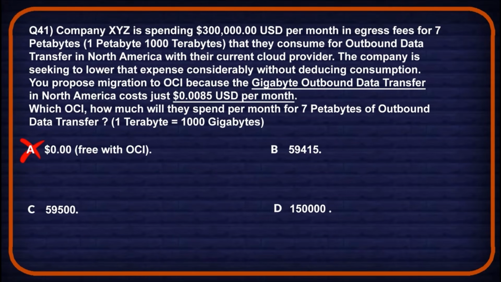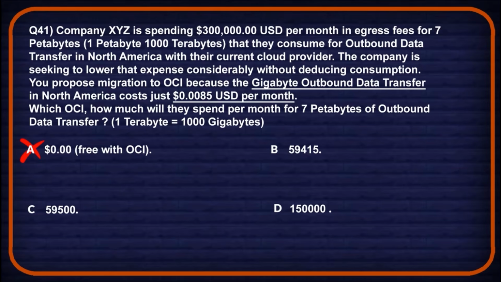Moving on to option number B, 59,415. OCI charges 0.0085 per GB for outbound data in North America after subtracting the free 10 TB. The monthly cost of 7 PB is 59,415. So option B might be a potential answer. Let's keep it. Moving on to option number C, 59,500.